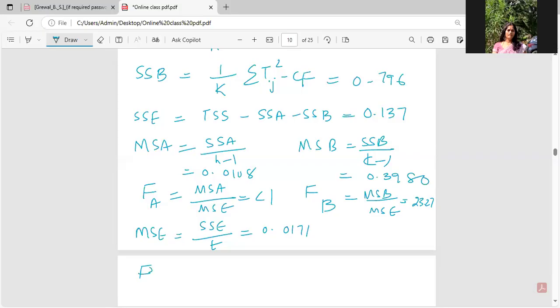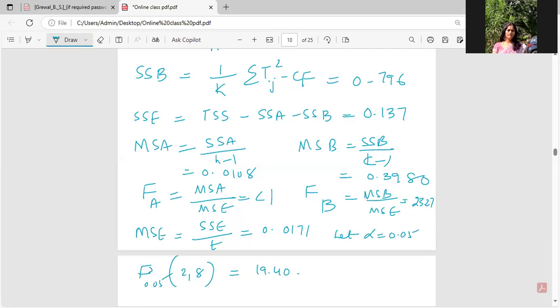Tabulated value. Of course, I'm choosing alpha to be 0.05, because nothing has been given. And this is nothing but 2,8, the degrees of freedom of A and B. Okay, right. Now, this is equal to 19.40. So, what do I conclude? Since calculated value FA is less than 1, it is not significant at all.